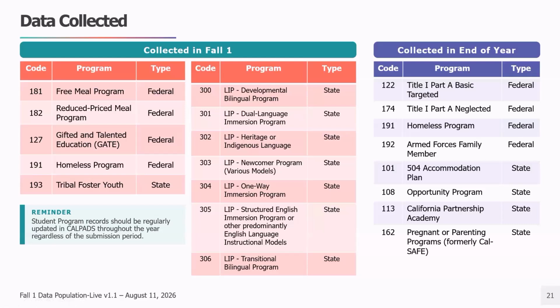So as a reminder, CALPADS homeless program records are required to close at the end of the school year or as a change occurs for a student. So the end date needs to be within the student's enrollment dates. And you can see Flash 325 for further guidance on closing out homeless program records.